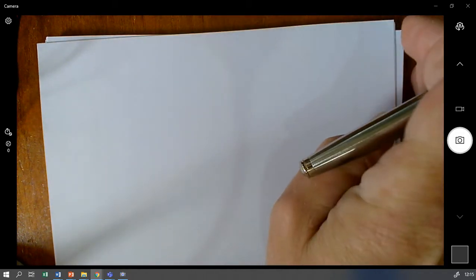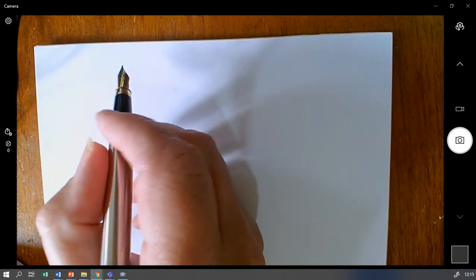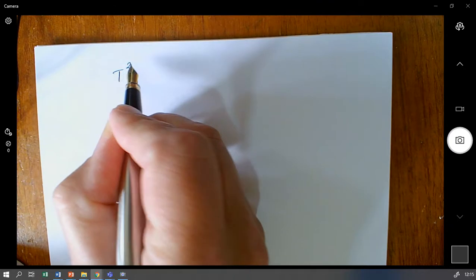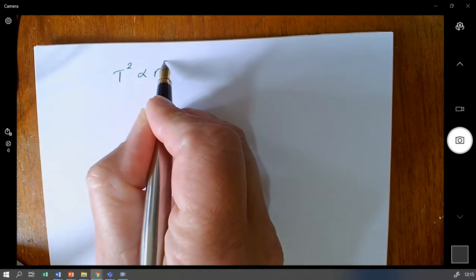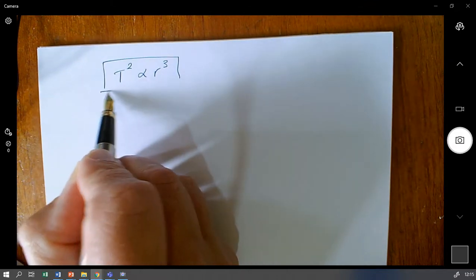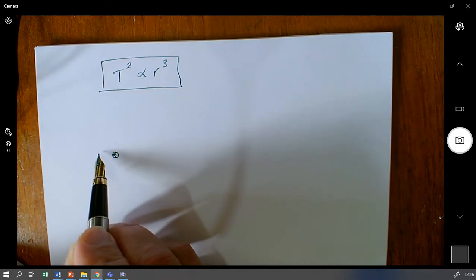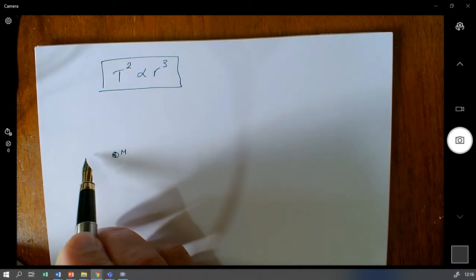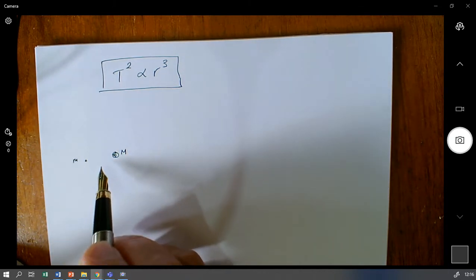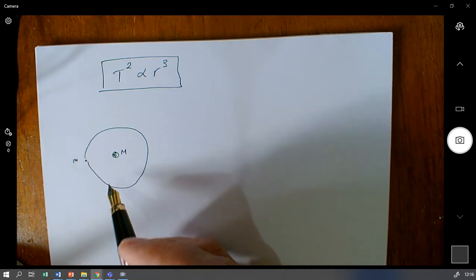Okay, so I had a request to derive this law from Kepler's laws, which was that the period squared is proportional to the radius cubed. So how do we get to that? Here we go. We have an object orbiting a planet of mass M. Oops, very badly drawn orbit.